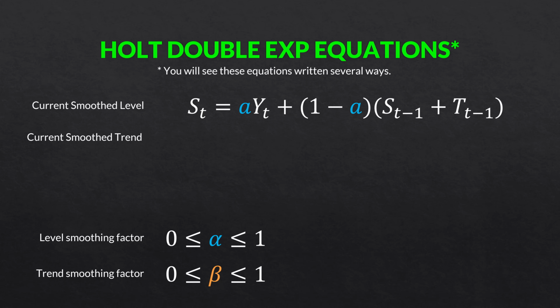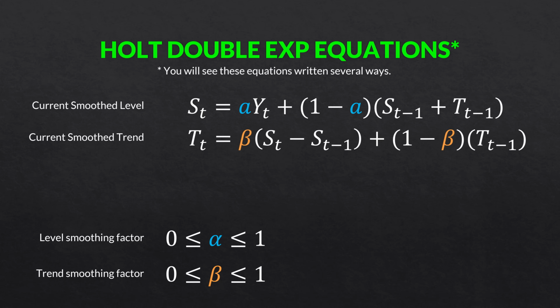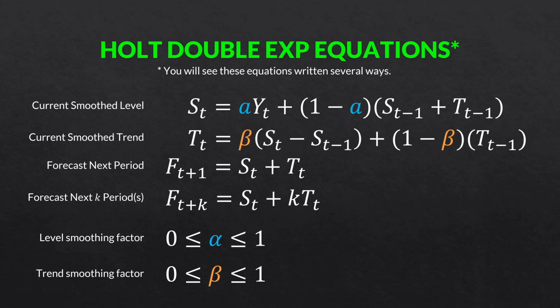The current smooth trend is t sub t equals beta times the quantity s sub t minus s sub t minus 1 plus the quantity 1 minus beta times t sub t minus 1. The forecast for the next period is just those two things added together. So f sub t plus 1 equals s sub t plus t sub t. And then the forecast for the next k periods into the future is very similar, except it's just f sub t plus k equals s sub t plus k times t sub t.